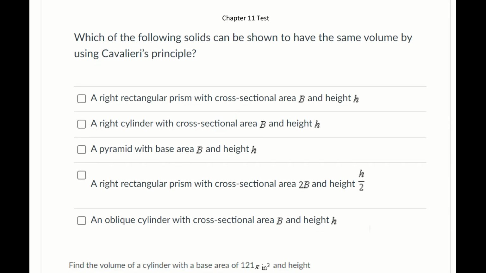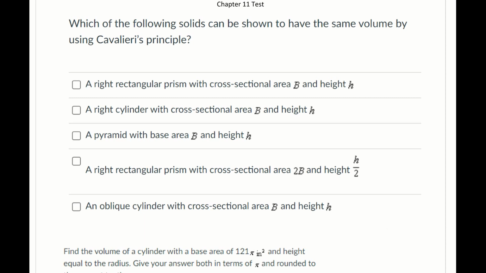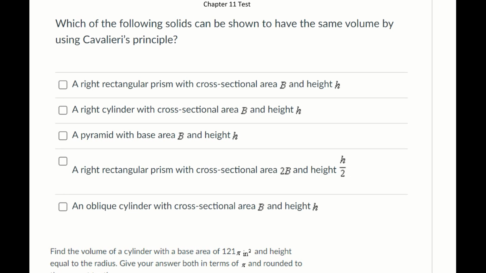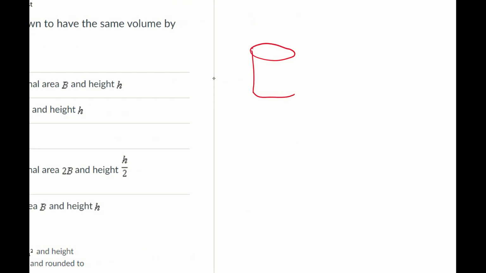So for the Chapter 11 test: which of the following solids can be shown to have the same volume by using Cavalieri's principle? All right, so in this case, remember that Cavalieri's principle stated that if you have any two solids, say this solid, and something completely different in shape, maybe a triangular prism, or maybe a square prism. So let's do a square pyramid.